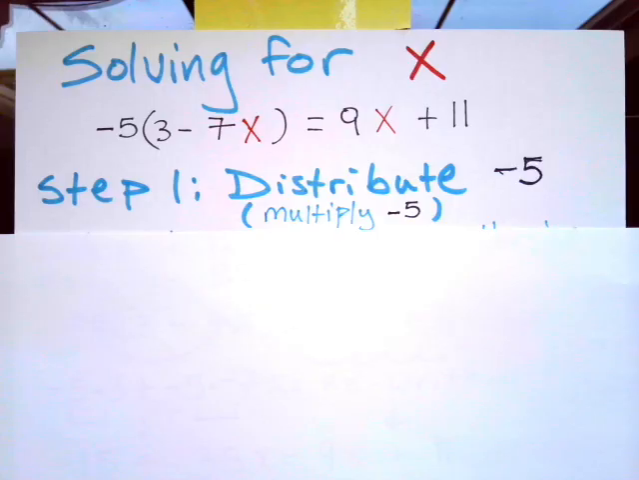What is the solution of the linear equation? Negative 5 times a quantity of 3 minus 7x equals 9x plus 11. You're given options A, B, C, D, and E.